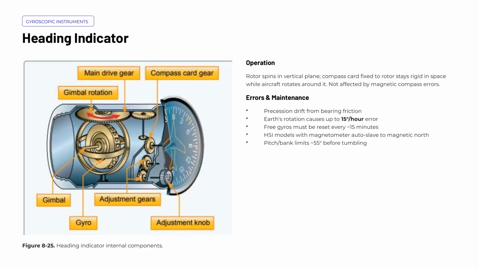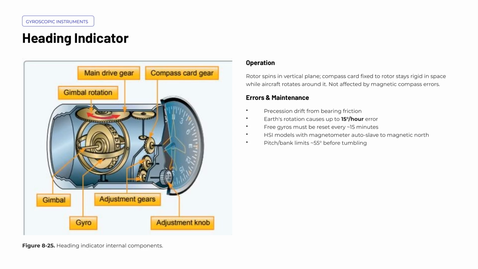The heading indicator is a gyroscopic flight instrument that provides a stable, reliable directional reference, free from the errors that affect a magnetic compass. Unlike the magnetic compass, which suffers from turning and acceleration errors, the heading indicator gives the pilot a steady heading readout during all phases of flight. Inside the instrument, the rotor spins in a vertical plane. The compass card is fixed to the gyro rotor assembly, which remains rigid in space due to gyroscopic inertia. As the aircraft turns, the airframe rotates around that rigid gyro, and the compass card reflects that change in heading.